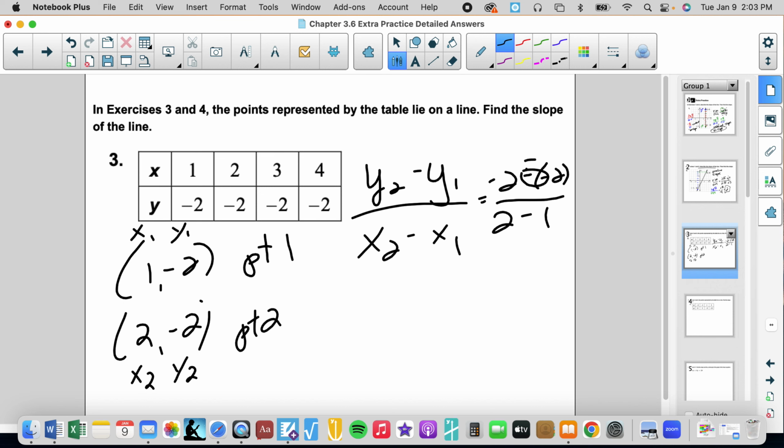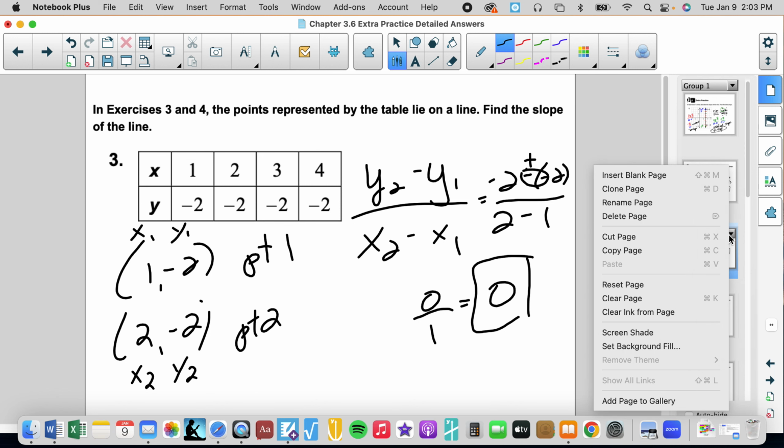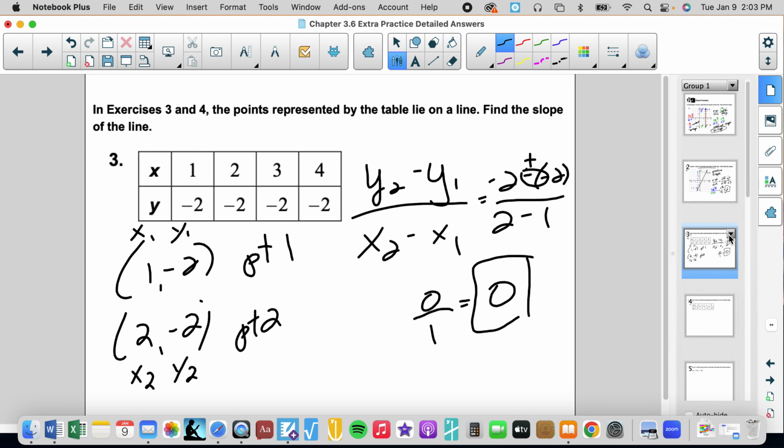So we get 0 over 1, which has a slope of 0, different from no slope. So that's one way of doing that problem. We can take 2 points and do that. I'll show you another way you can do this problem.